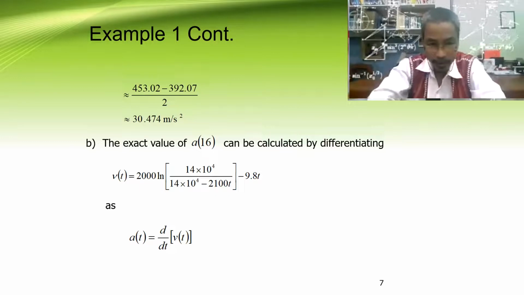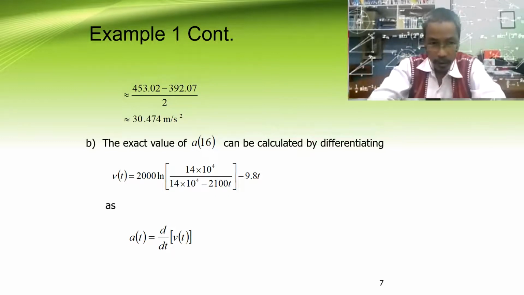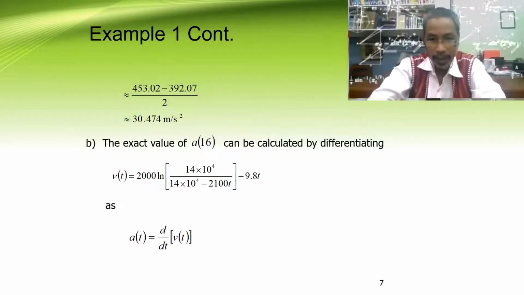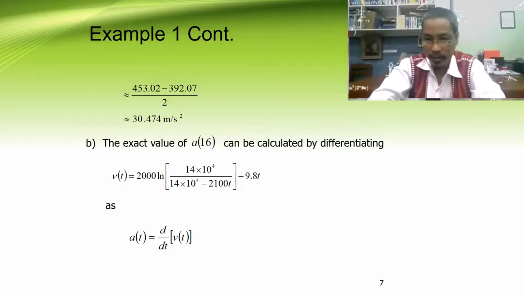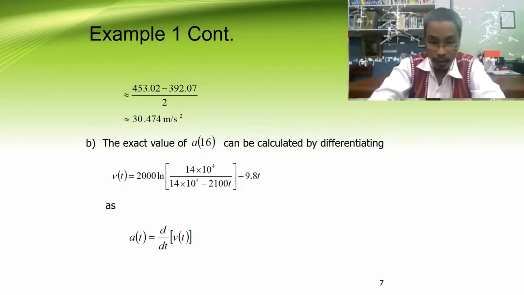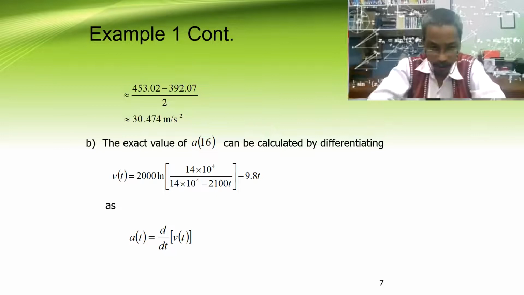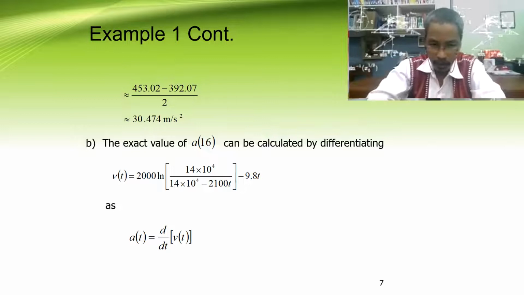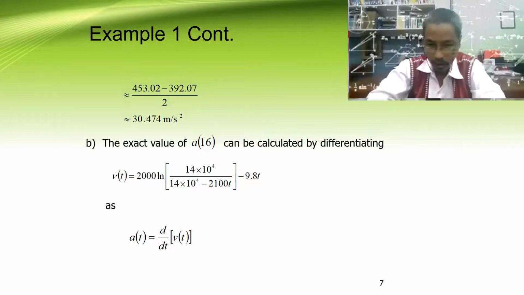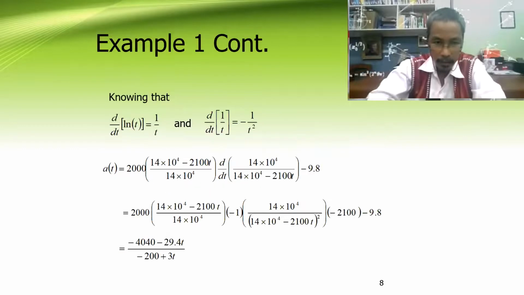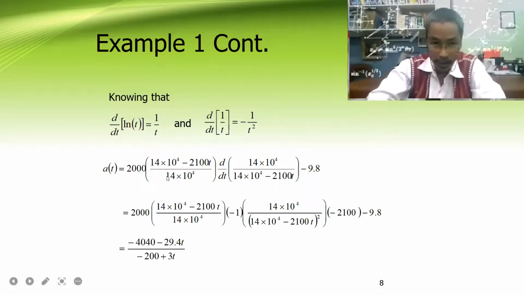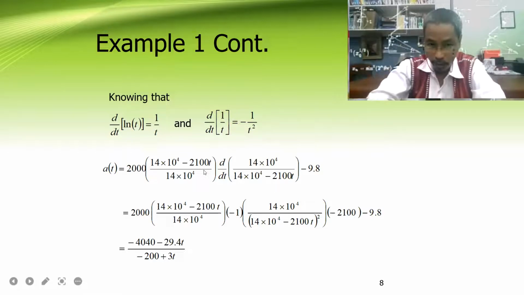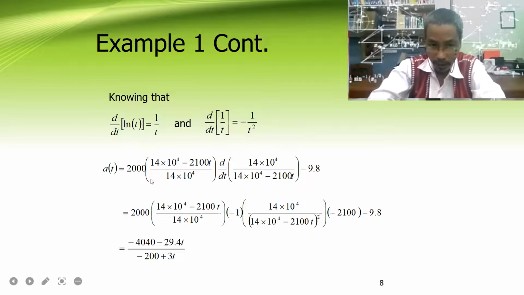And letter B, let us solve the letter B question. The exact value of acceleration at 16 can be calculated by differentiating, meaning using calculus. Using calculus, we can do it immediately, taking the derivative. And you know, it is very easy to take this derivative, and we can get the acceleration function. Okay, and this is now our acceleration function.